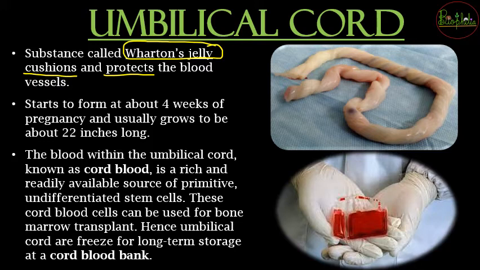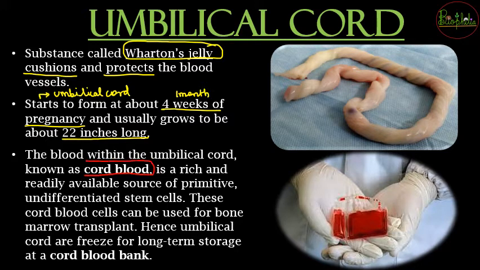It is going to start to form from about 4 weeks of pregnancy. So 4 weeks is about 1 month. So from the first month you can expect the umbilical cord to form. So what is going to start? It is the umbilical cord, not the Wharton's jelly we are speaking about. The umbilical cord is going to start to form from about 4 weeks, and it will grow up to 22 inches long. That is the umbilical cord which is going to have the blood flowing through it, which is called cord blood.